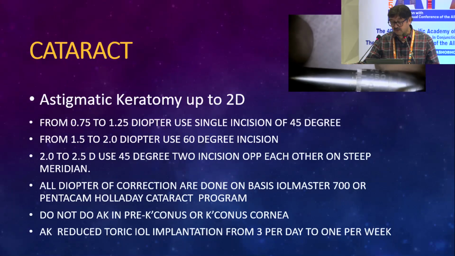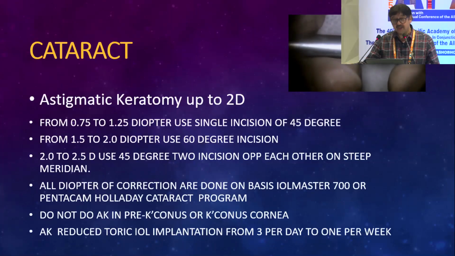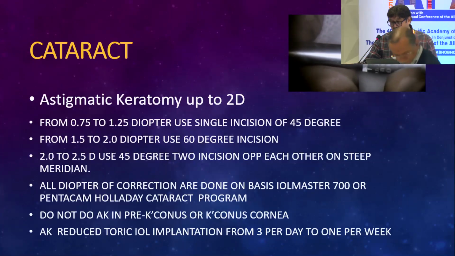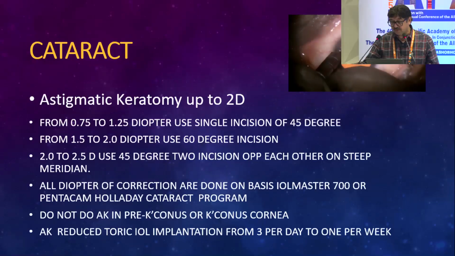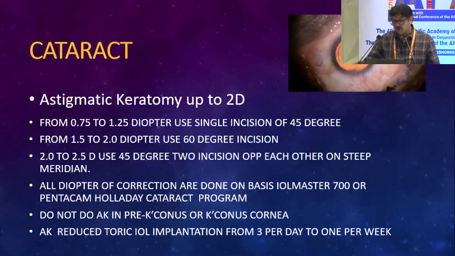This is the blade which I use, a calibrated blade, which I purchased about 30 years back. We fix it at about 550 to 600. Make one incision, one stroke, and then again go back so that you have a uniform 90% thickness of the astigmatic keratotomy. All the diopter corrections are done on the basis of IOL Master 700, Pentacam or the Holladay cataract formula. Do not do AK in a pre-keratoconus or keratoconus cornea. AK reduces my toric implantation from 3 per day to 1 per week.